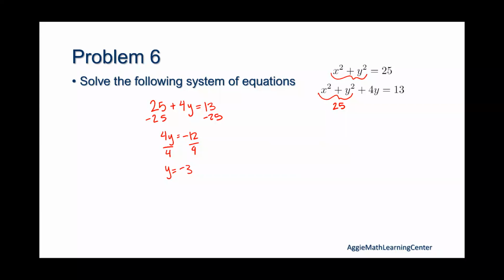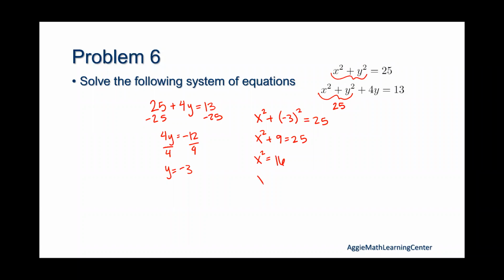Then we can plug that into either of the equations. I'll plug it into the one where you only have to plug in one y, so the first equation. We'll have x squared plus negative 3 squared equals 25. That means x squared plus 9 equals 25. So x squared equals 16. Beautiful.